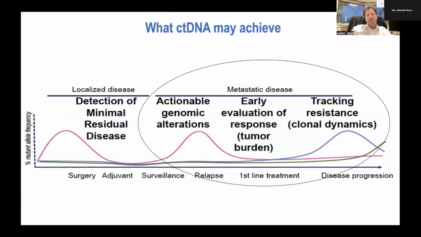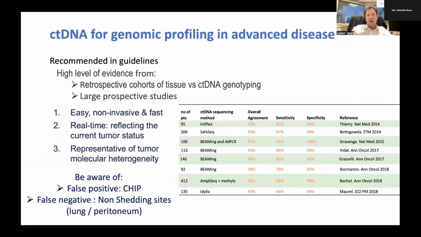If we stop with the adjuvant setting and go to the metastatic disease setting, what is ctDNA good for? First, it is useful to find actionable genomic alterations and make the initial molecular profile of your patient. It is already recommended in most guidelines that you can profile your tumor with ctDNA. It is easy, non-invasive, quite fast, real-time, reflecting the current tumor status and maybe representative of tumor molecular heterogeneity.